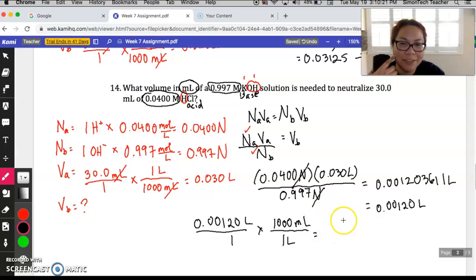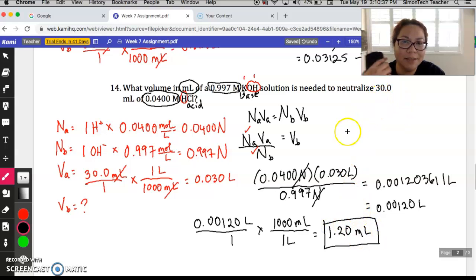And so your answer comes to be 1.20 because it's 3 sig figs. 1.20 milliliters of base is needed to neutralize the 30 milliliters of hydrochloric acid. That is your answer for number 14. Okay.